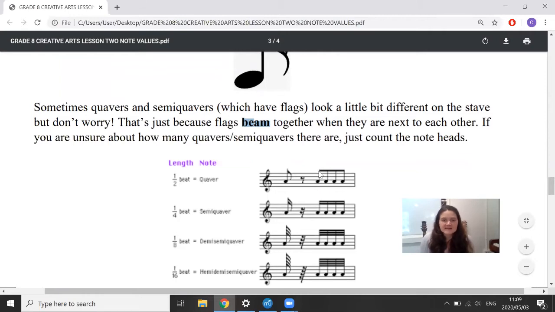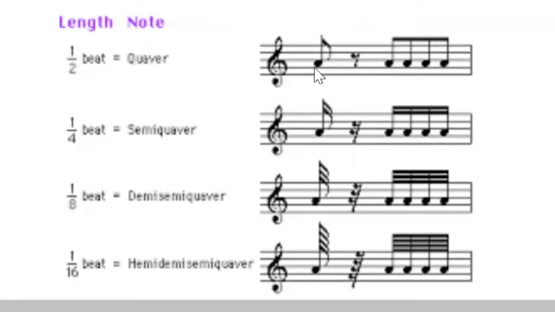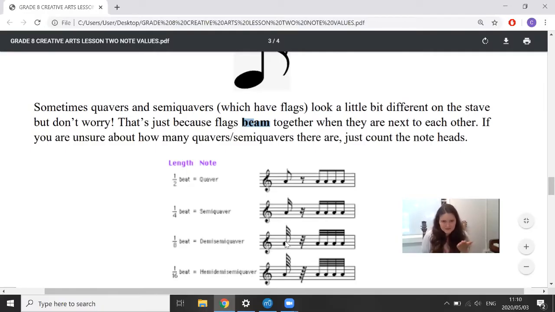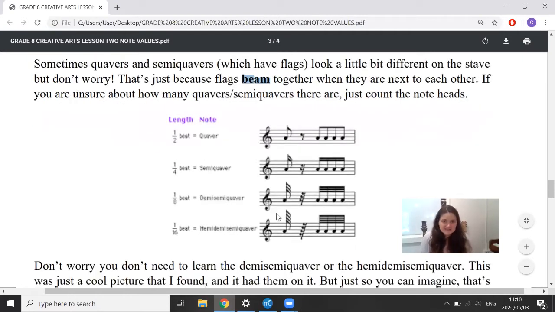So you can see there, it looked like a normal quaver, but when we have lots of quavers next to each other, then they join, they beam together, the flags hold hands. Then our semi-quaver's got 2 flags, so you can see there are 2 hands being held. And now, you don't have to learn this one, but I'm just showing you the demi-semi-quaver, which is an eighth of a beat, so you need to have 8 of those to fit into a beat.